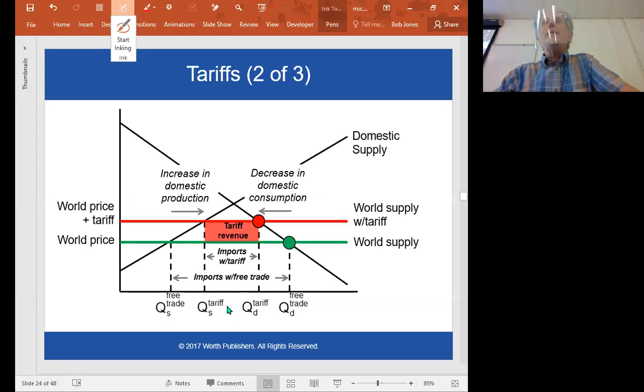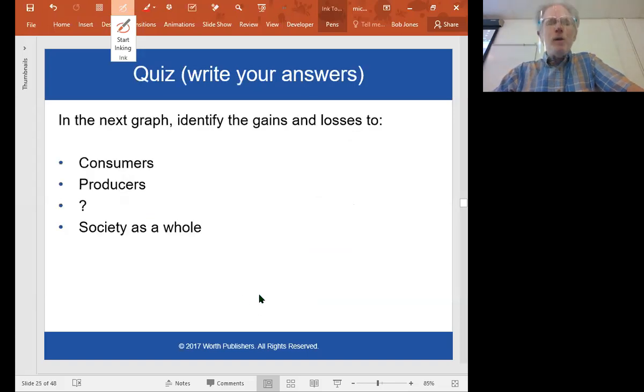There are a lot of emotional arguments that can be brought into the discussion, but if you use the graph, there's not a whole lot of emotion in that graph. And so we want to use this graph to figure out where the benefits and where the costs are going to be. So, another quiz.